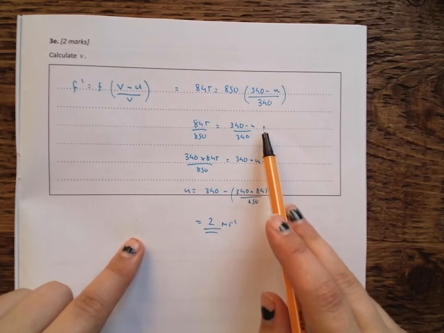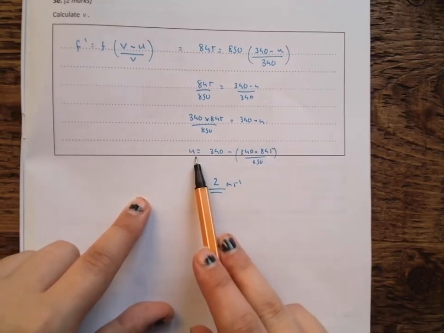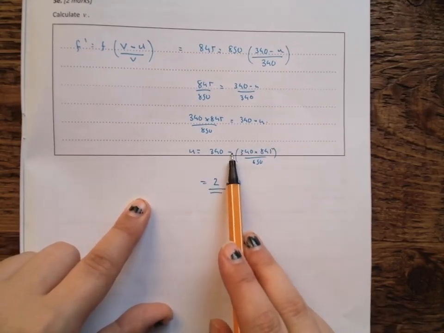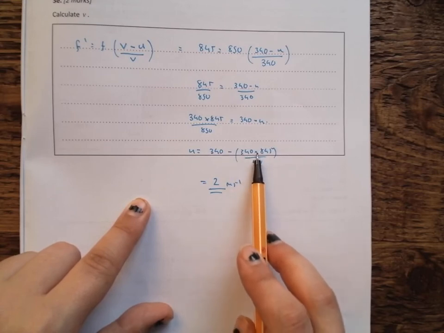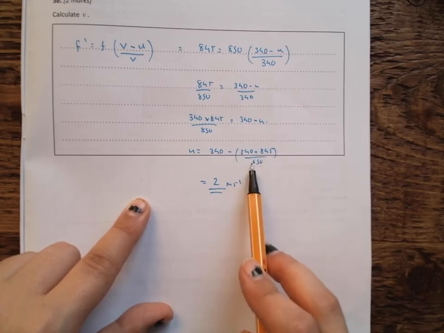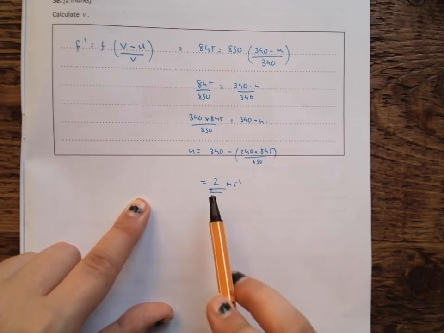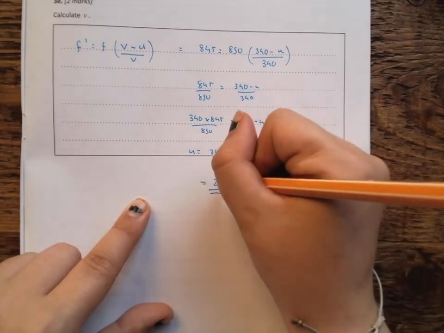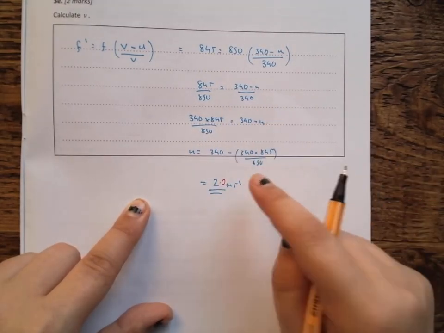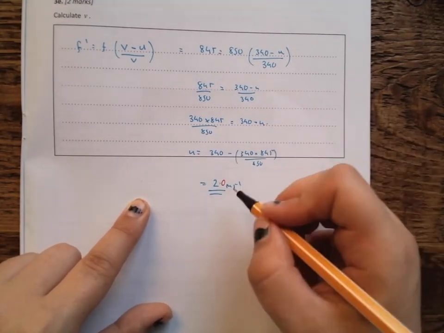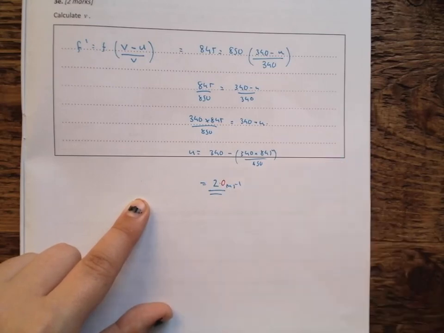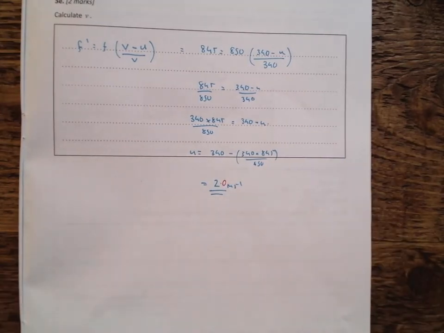and then simply rearrange to get U, so U is equal to 340 minus, in my brackets, 340 multiplied by 845 over 850, which gave me 2. I should actually write 2.0 because these are all being given to 2 or 3 significant figures, so 2 meters per second is my answer there for the last one.